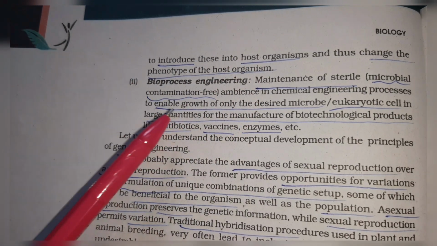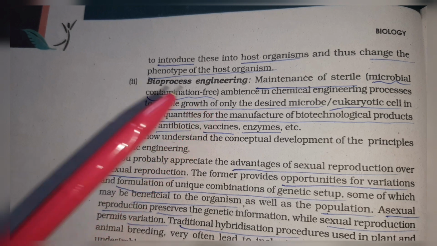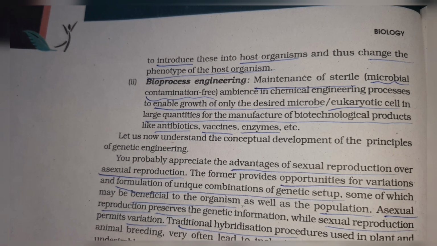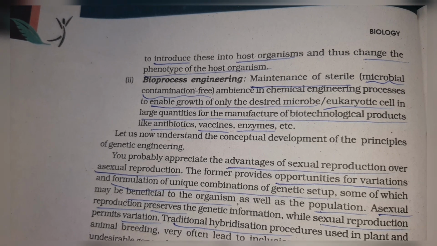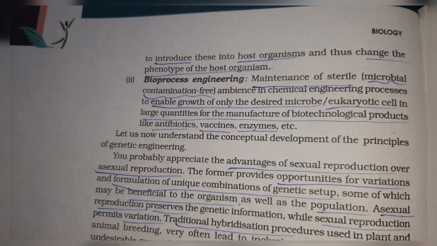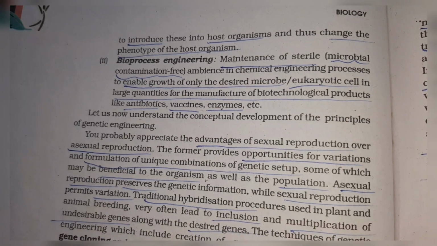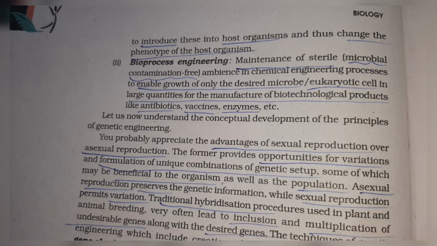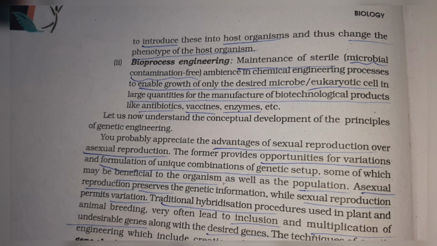The second principle is bioprocess engineering, which means maintenance of a sterile, microbial-contamination-free ambience in chemical engineering processes to enable growth of only the desired microbe or eukaryotic cell in large quantities for the manufacture of biotechnological products like antibiotics, vaccines, enzymes, etc. We are maintaining a sterile condition in which only one kind of microbe can grow, so that only one desired antibiotic, vaccine, or enzyme is produced. This is known as bioprocess engineering.